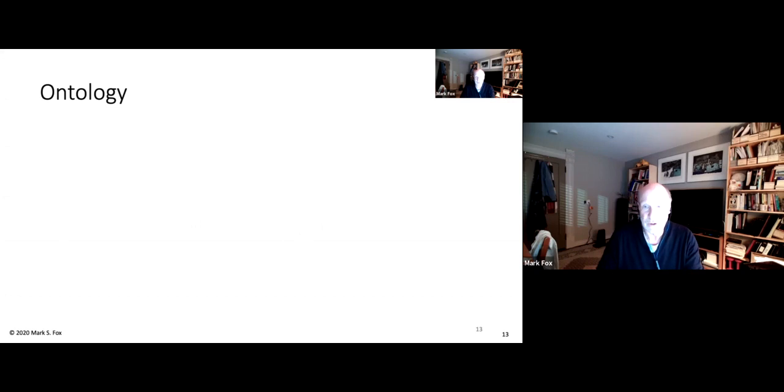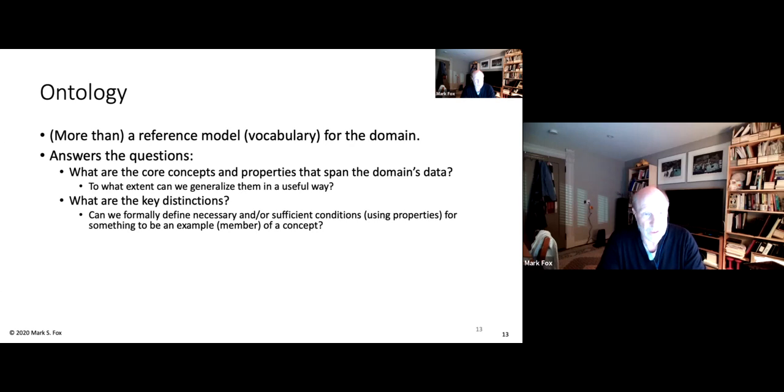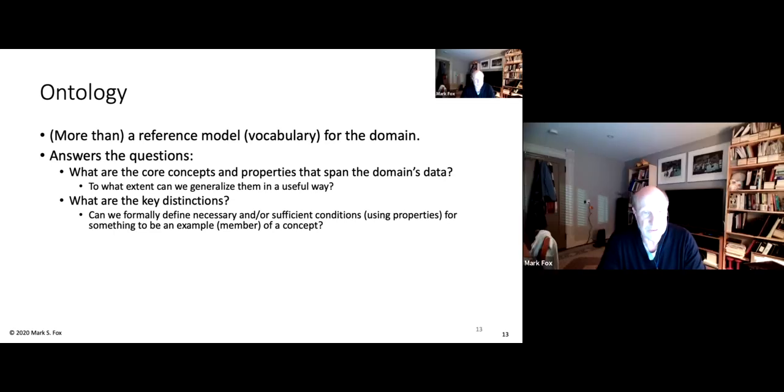Okay, an ontology is more than a reference model or a vocabulary for a domain. It answers the questions, what are the core concepts and properties that span the application's data? And to what extent can we generalize them in a useful way? So we're analyzing the domain of application, we're analyzing our application and asking ourselves the question, what are the core concepts that underlie that application? What are the core properties that underlie that application? And then what are the key distinctions?